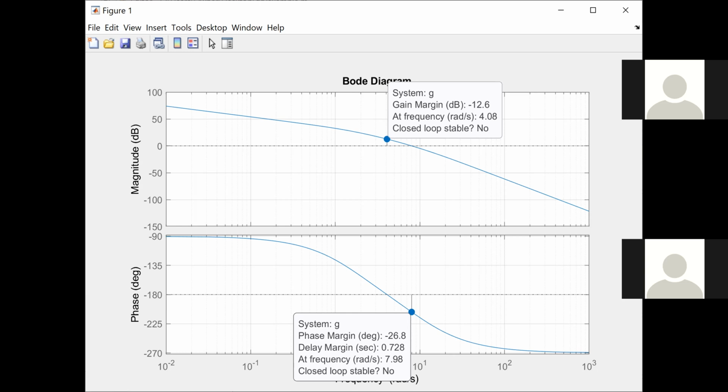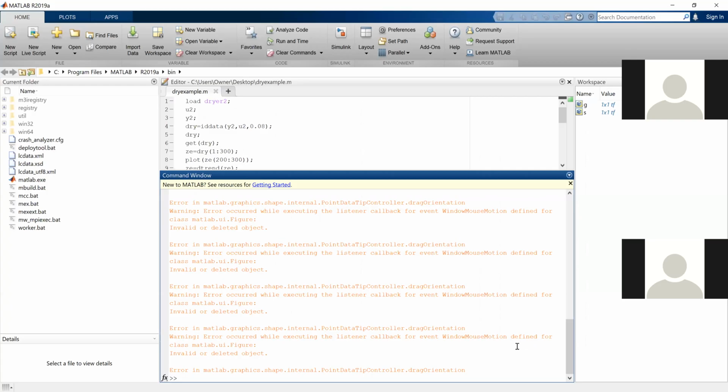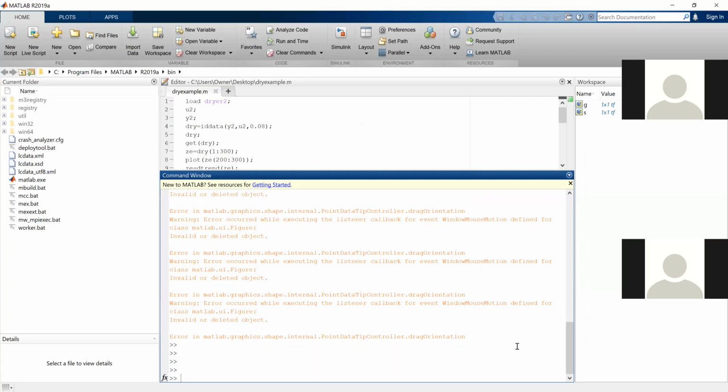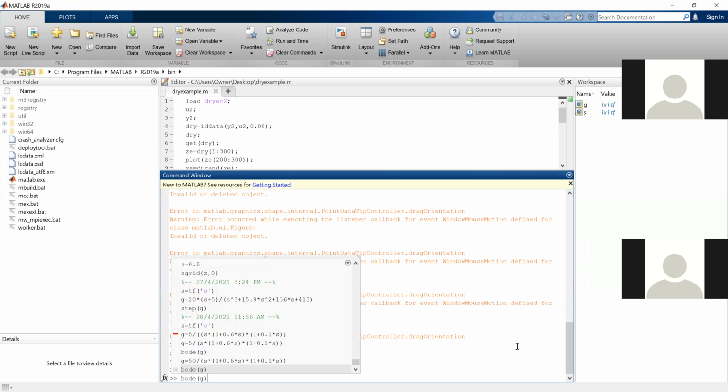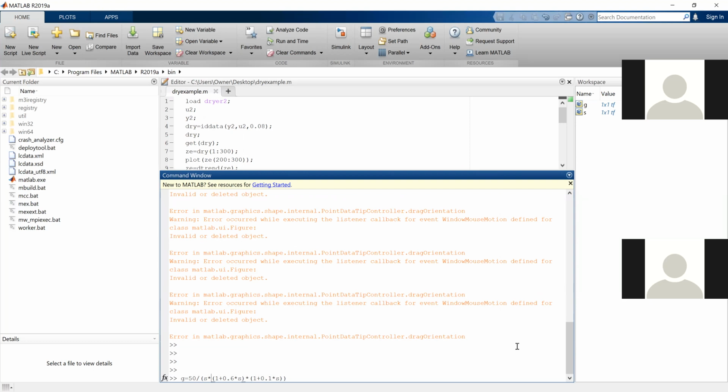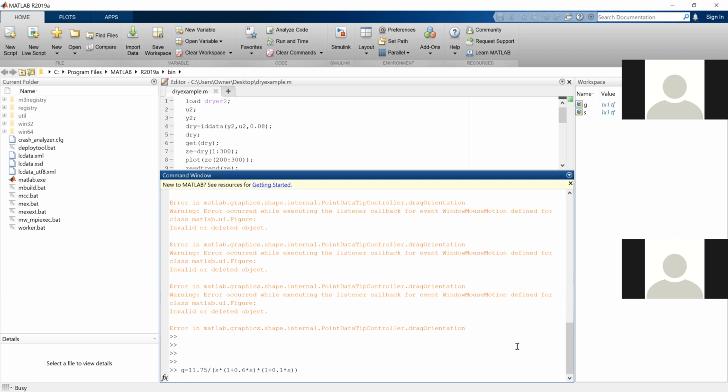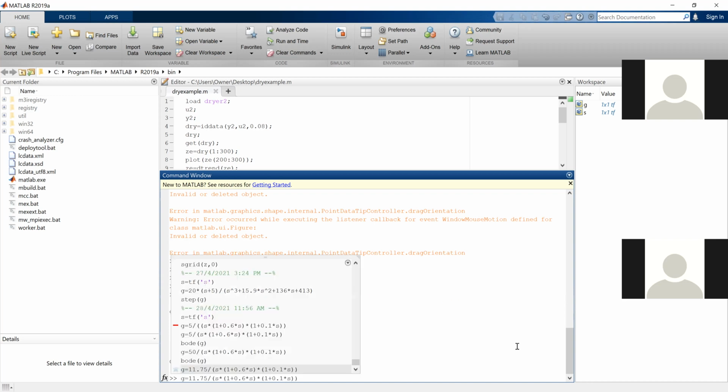Now we change the gain from 50 and reduce it back to 11.75. Okay, 11.75. Can you see? 11.75. Okay. Good.